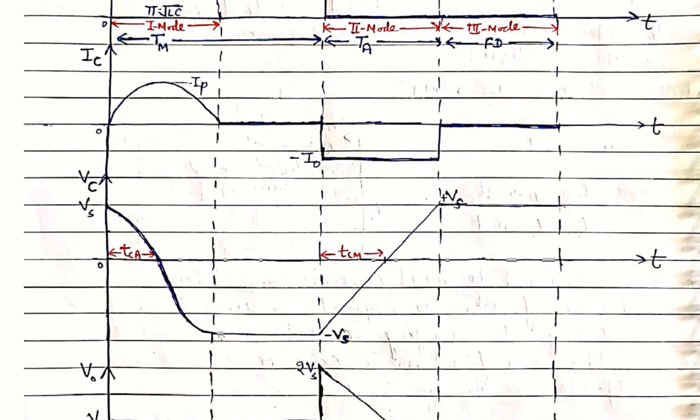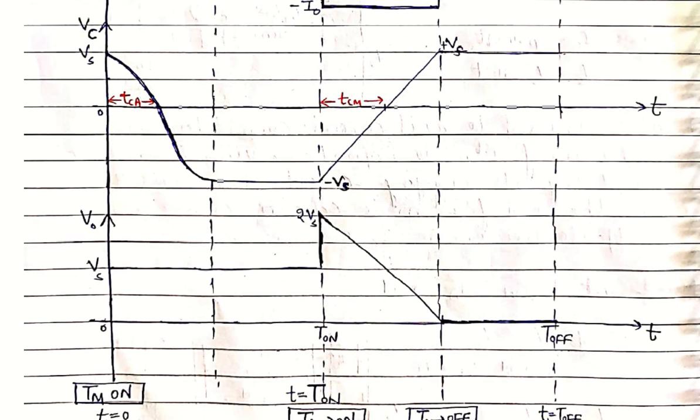It will be denoted in the negative part of the waveform, and this goes up to the second mode of conduction, because at the beginning of the second mode of conduction the capacitor voltage will be of minus Vs polarity. So up to this time the capacitor voltage remains at its constant value minus Vs. And what is the output voltage? The output voltage will be equal to Vs up to this t on time.